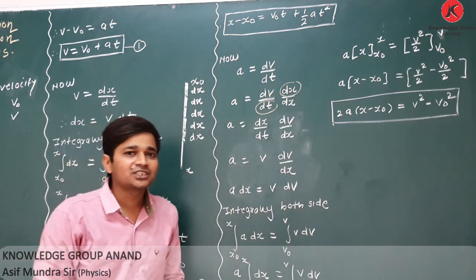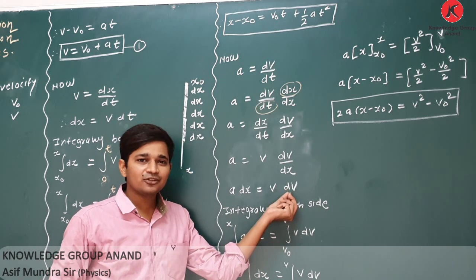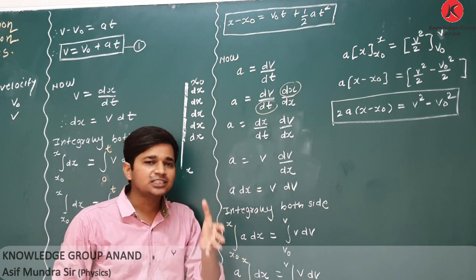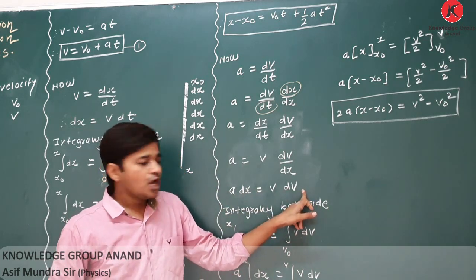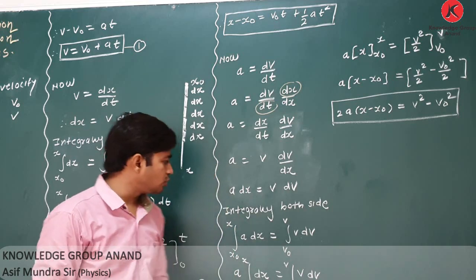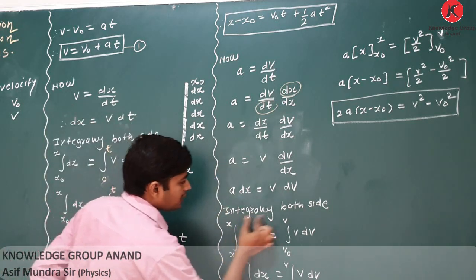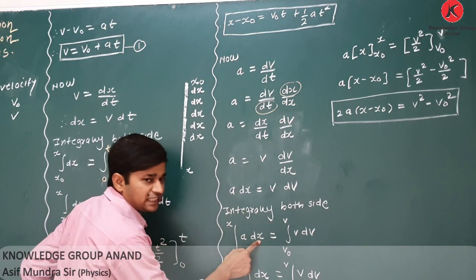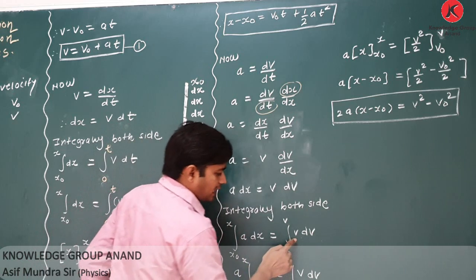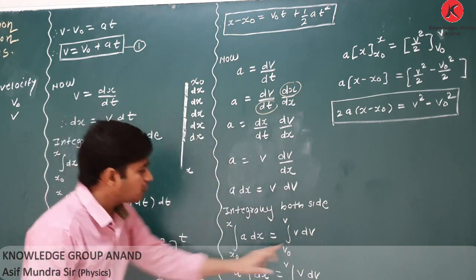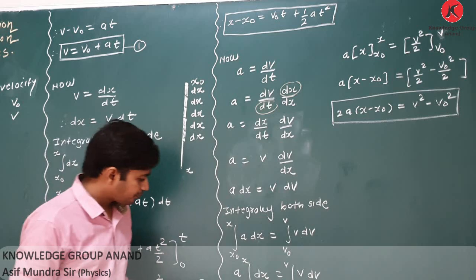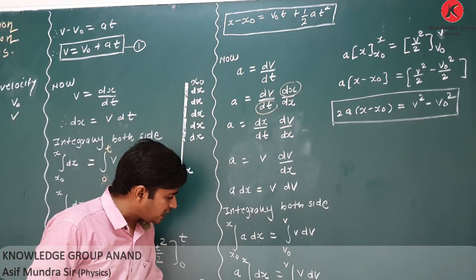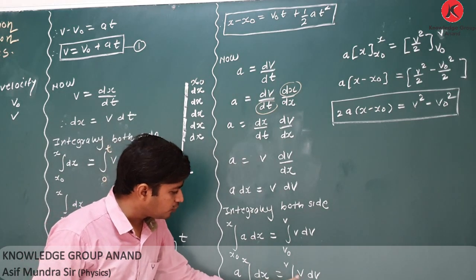So again, what is this equation? For a very small change in velocity, there is a change in position x. We have to change velocity from v0 to v. We have to change position from x0 to x. Then how to do this? Integrating both sides. Integration a dx, limit is from x0 to x, because integration is with respect to x. Integration v dv, v0 to v, because integration is with respect to v.